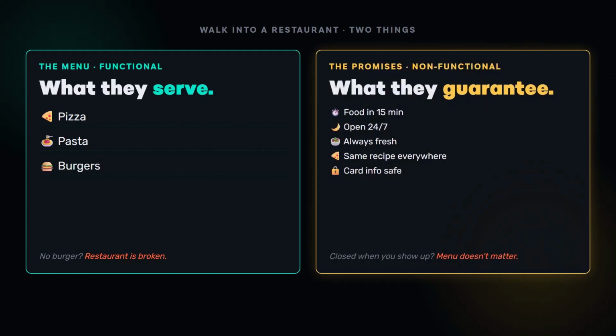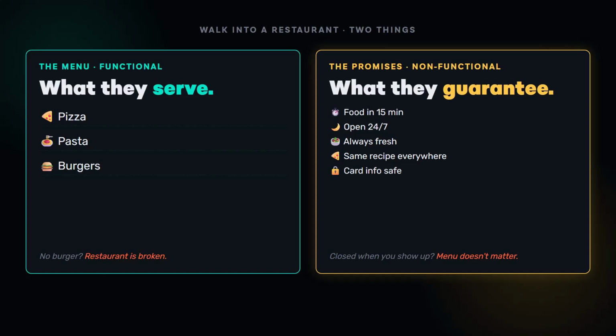The second is the promises. Your food arrives within 15 minutes. The kitchen is open 24 hours a day. The food is fresh, never spoiled. Each branch makes the same pizza the same way. Your card details don't end up on the internet. These are the non-functional requirements. The restaurant didn't sell you "open at 11 a.m." as a feature. But if they are closed when you show up, the menu doesn't matter.